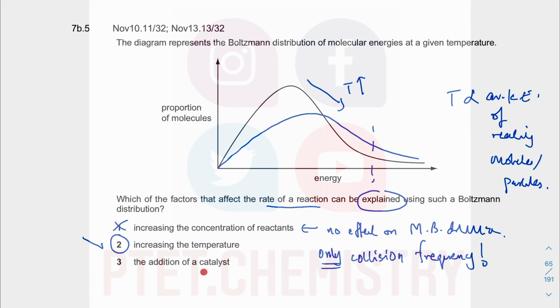And then addition of a catalyst, as I mentioned in the previous question, this would be EA uncatalyzed, for example. When you use a catalyst, you are going to have a new lower activation energy. So using a catalyst does affect the activation energy of the reaction, and it will affect the proportion of effective collisions, and therefore it will affect the Maxwell-Boltzmann distribution as well. So that is correct. Only 2 and 3 are correct. That's option C. That's the end of this 5-question series.